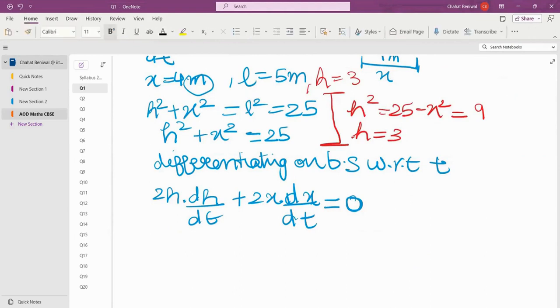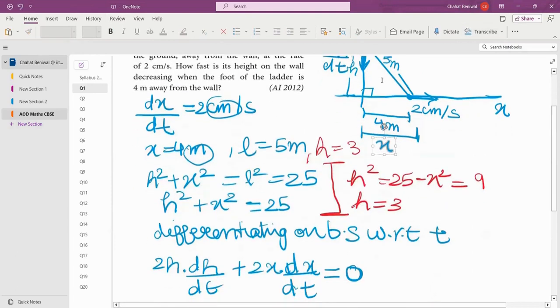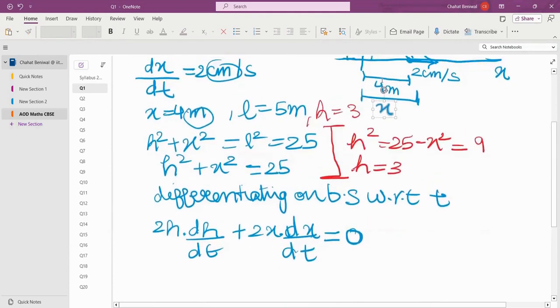What was dx by dt? Dx by dt, sorry. 2. Okay. So if I'm going to put dx by dt as 2 centimeter per second, then we are going to get dh by dt also in centimeter per second units. Okay. So mind that, because the units of h and x are going to cancel. And this 2 is also going to be cancelled.